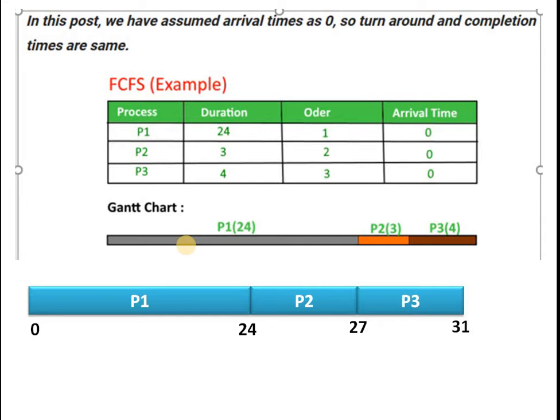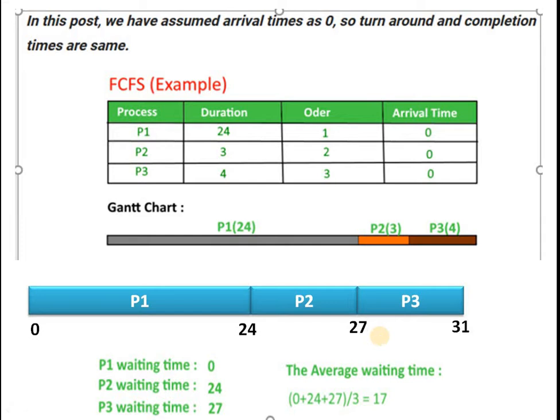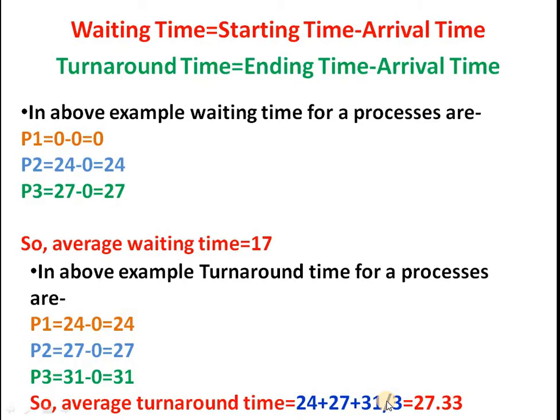Now calculate the average waiting time and average turnaround time. The waiting time of P1 is 0, P2 is 24 and P3 is 27. Take the average of that: 0 plus 24 plus 27 divided by 3 is 17 milliseconds. It is the average waiting time.